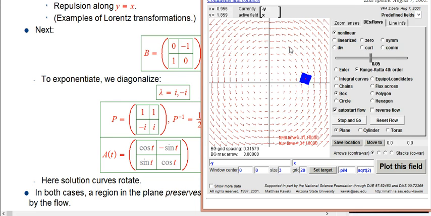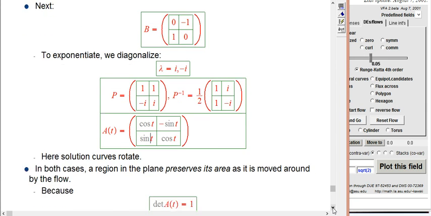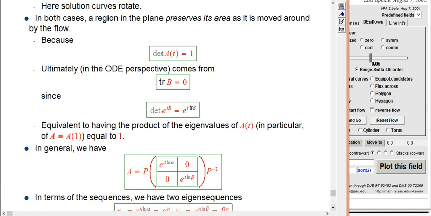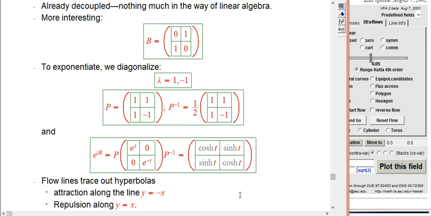Very important, this idea of an area preserving flow. It shows up a lot in more advanced mathematics. Okay, so that's the thing I wanted to emphasize. Why was that true in these two examples? It's because the determinant of all the flow stages is equal to 1. The A of t matrix, let's go back to the cosh sinh example.